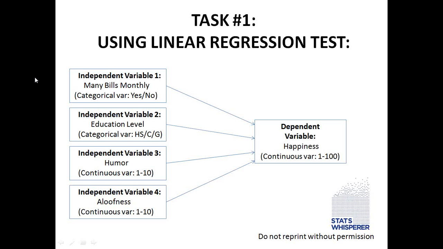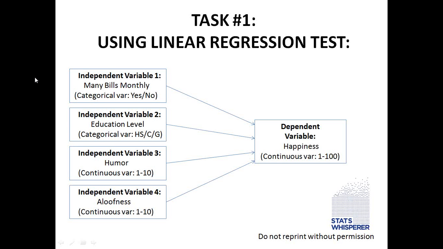The first one, many bills monthly, right? So say, does somebody have 10 bills a month, right? Then they might be coded as having many bills monthly, yes. If they have less than 10 bills, then no, they don't have many bills monthly. How does that relate to happiness, right? How does that predict your level of happiness?